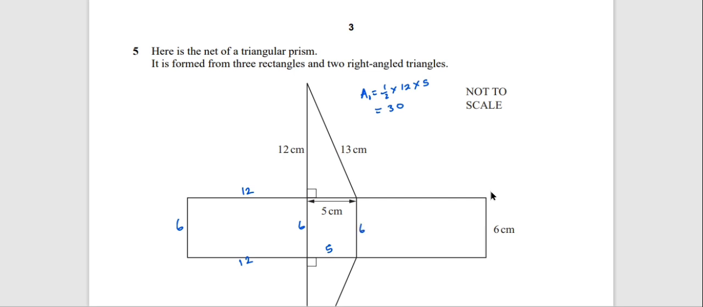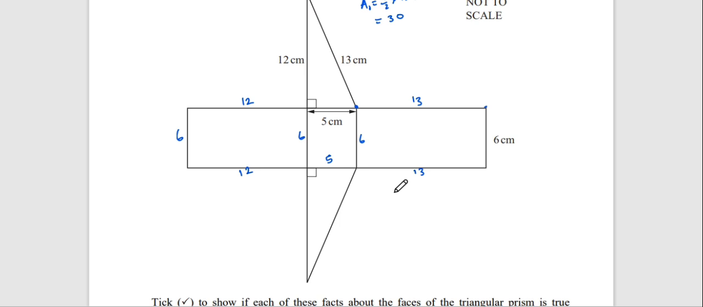Here is 6. The dimension from here to here will be the same as the dimension from here to here, so we make this one 13. Here is also 13. Then for this one, they are identical. These two are identical. So that will give us 12.